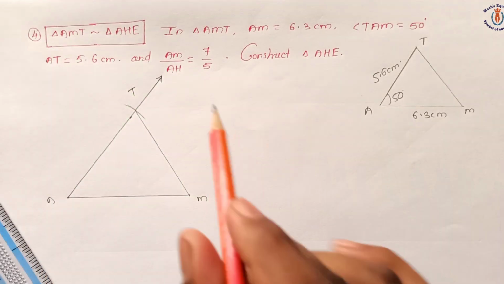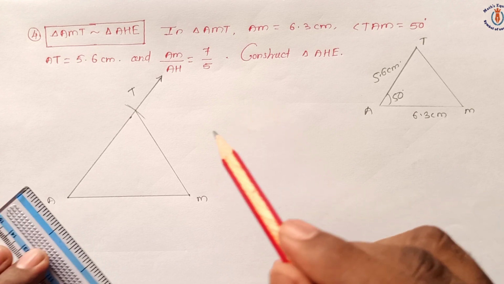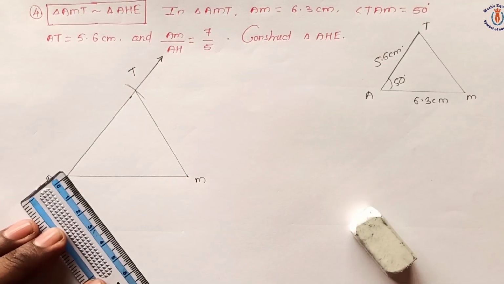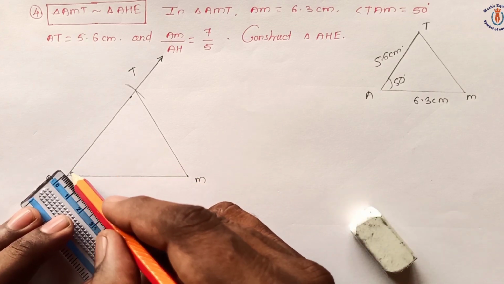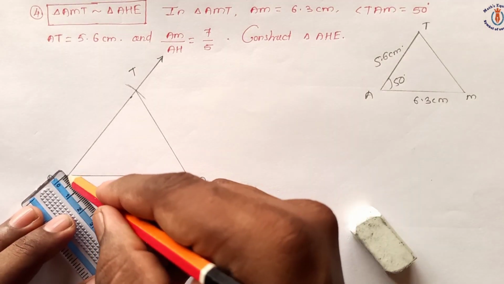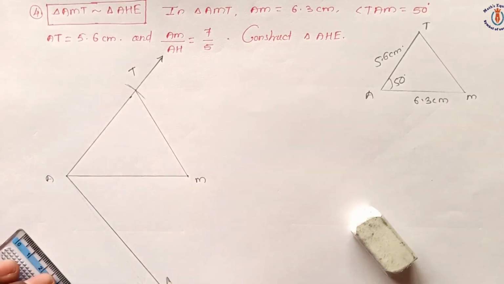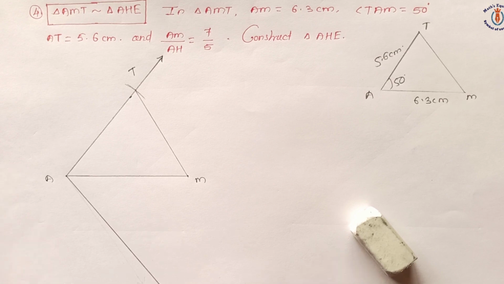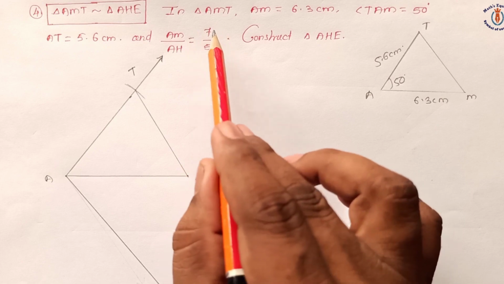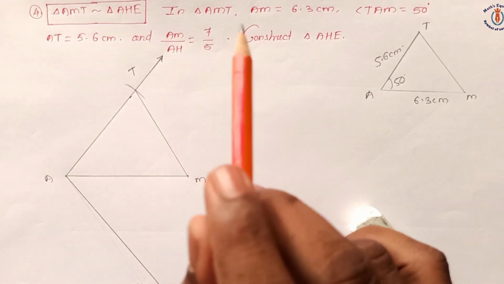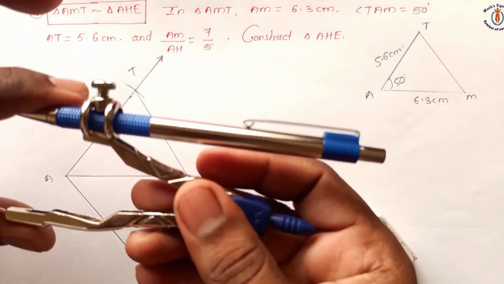Now as we discussed in question number 2 also, we have to draw one ray. Okay, so let's draw one ray from this common vertex A like this. So how much is the maximum number in this ratio? This 7 is the maximum number, so we have to take sufficient distance in a compass like this.